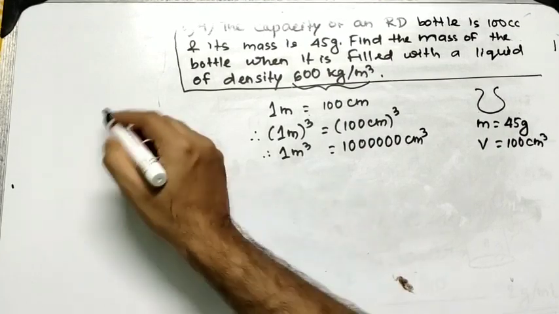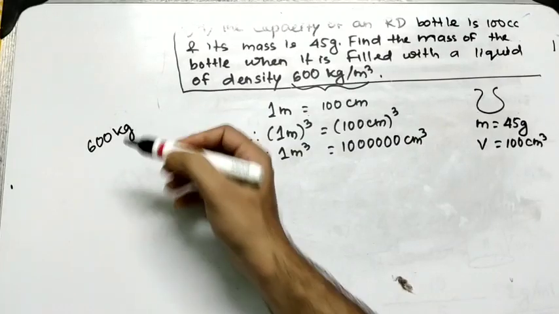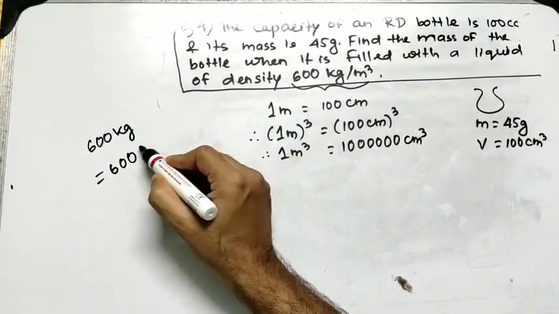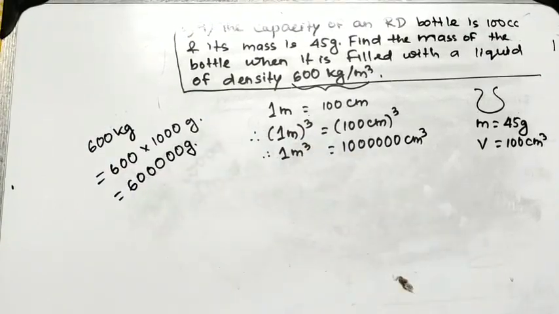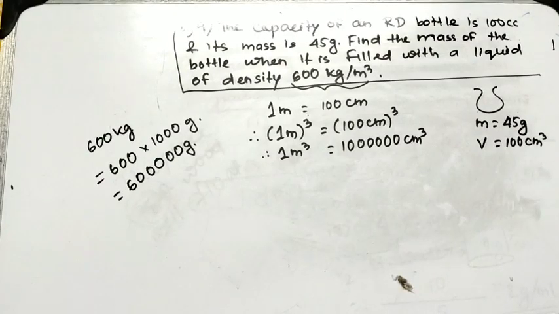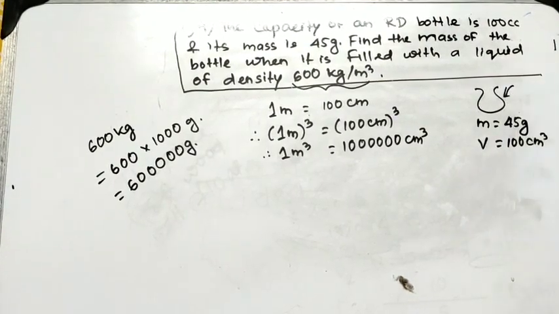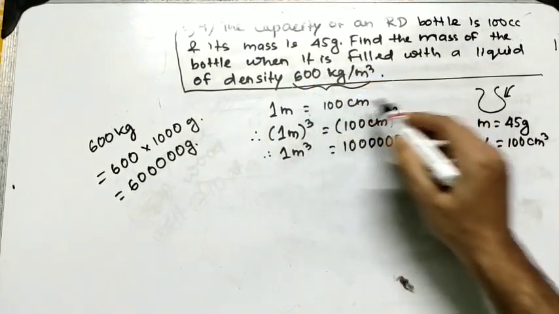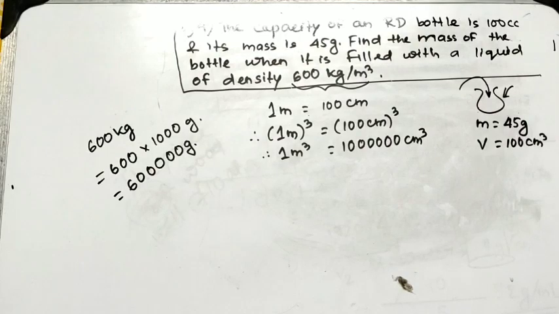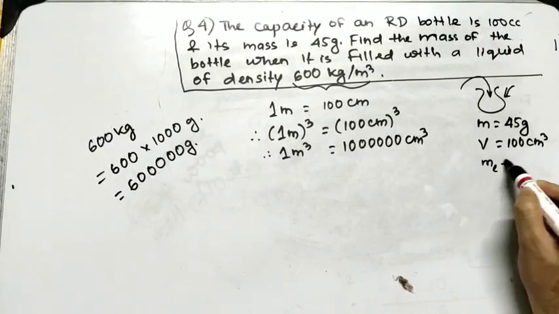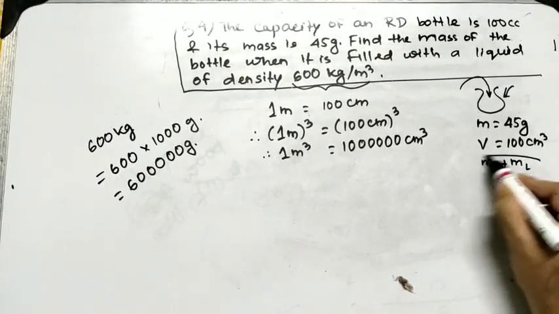Now we have to convert 600 kg into gram, which is very easy. 600 into 1000 gram and it becomes 600,000 gram. Okay, the process of conversion is complete and now we have to do the sum. How to do this? What is to be found out? We have an empty RD bottle which has a mass of 45 gram and it has a volume of 100 centimeter cube. Now when this liquid is poured into the RD bottle, obviously the mass is going to be increased, right? So we have to find out the final mass, means the mass of the empty bottle plus the mass of the liquid. This thing we need to find out.